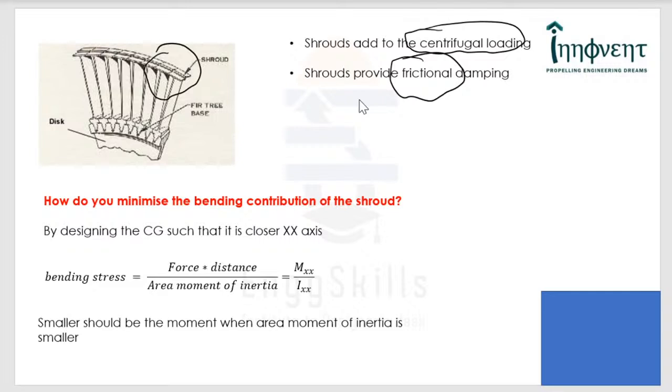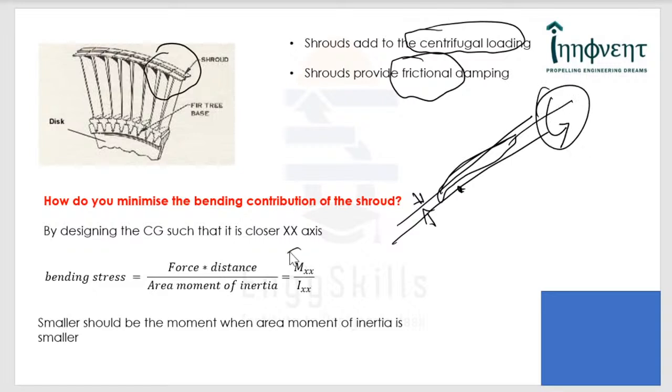But one of the trickier things that you will have to know is how to locate the CG of this, because it is contributing to the centrifugal loading, but it should not end up contributing to the bending loading also. So you must ensure that the CG of the shroud is closest to the axis of minimum area moment of inertia, because we want to contribute to the minimum bending moment about the minimum axis of inertia, because we know that the bending moment by the area moment of inertia is the one that causes bending stress.